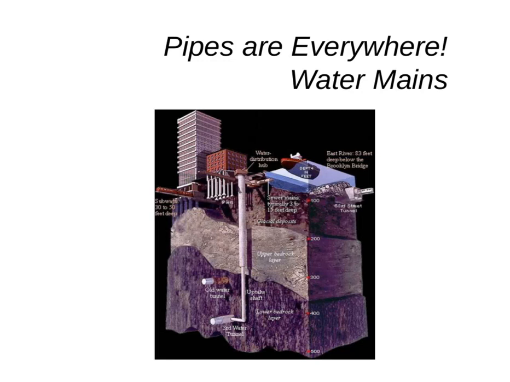Pipes are everywhere. They're the hidden veins of our cities. Water mains, in particular, carry life-sustaining water beneath our streets, delivering it to homes, businesses, and public spaces. Without these crucial pipes, modern life as we know it would grind to a halt. Today, we're diving into how water mains work, why they matter, and the challenges involved in keeping them running smoothly.